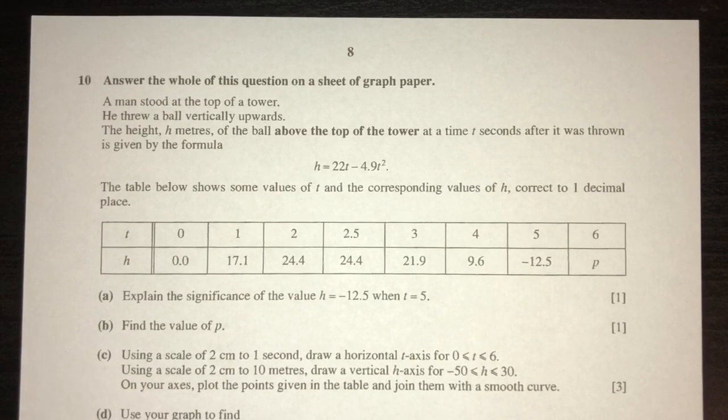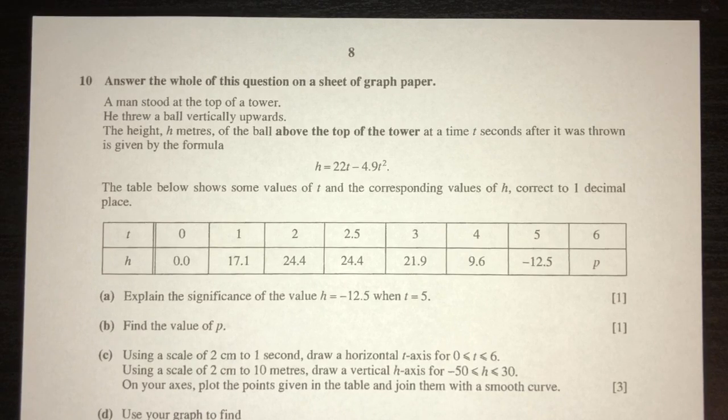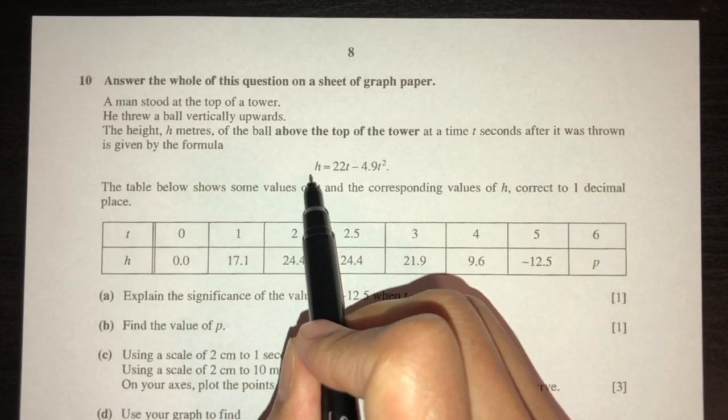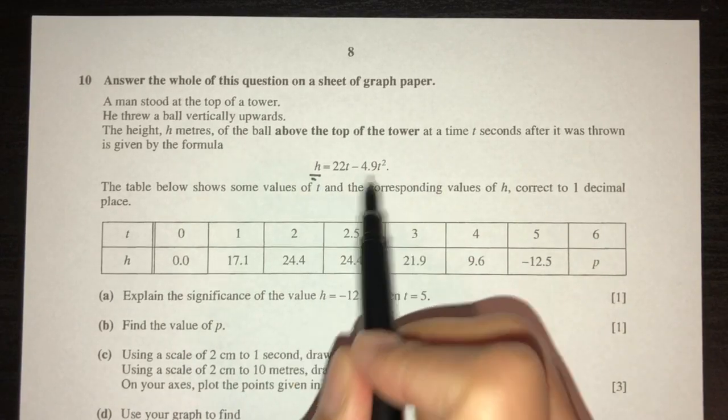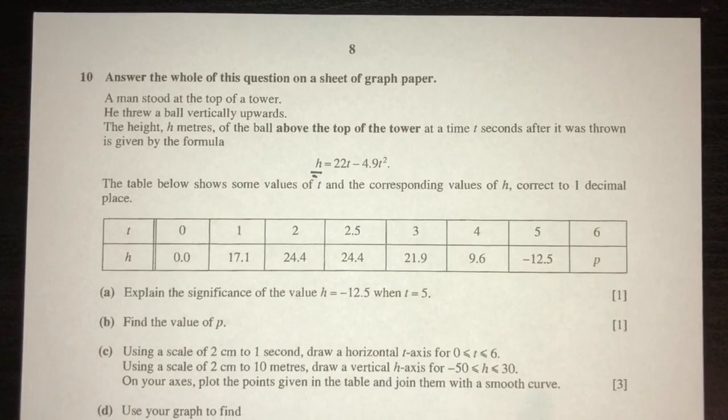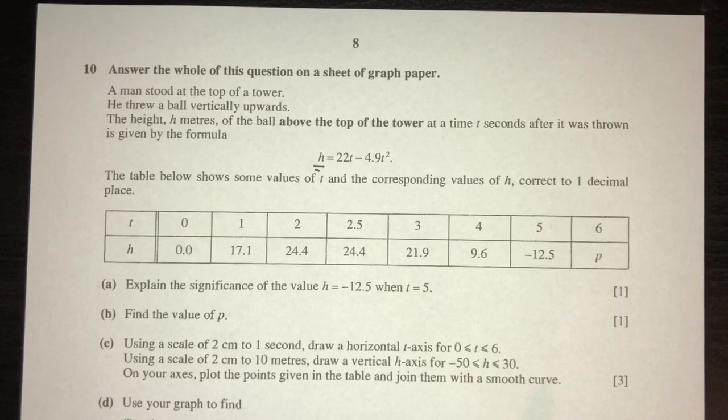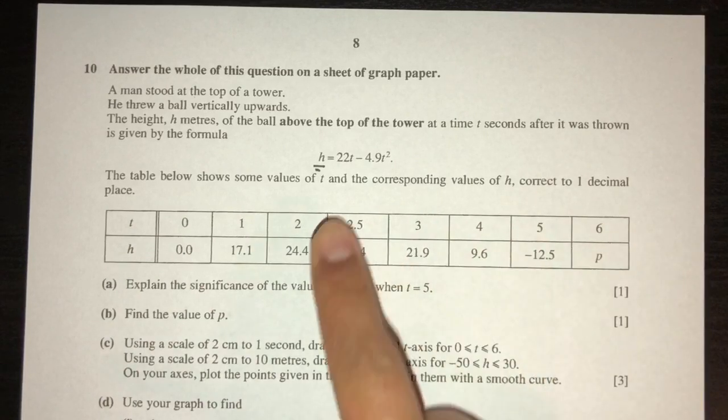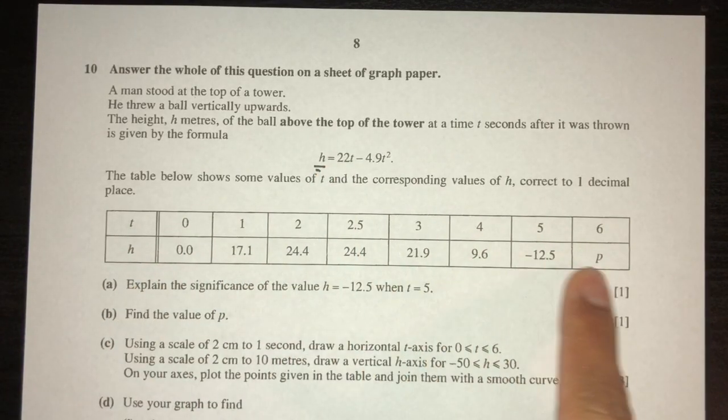Answer the whole of this question on a sheet of graph paper. A man stood at the top of a tower. He threw a ball vertically upwards. The height h of the ball above the top of the tower at a time t after it was thrown is given by this formula. So basically the main point is h is the height above the top, given by this formula. Now, the table shows some values of t and the corresponding values of h. As you can see, t plugged inside the formula will give you these values of h.